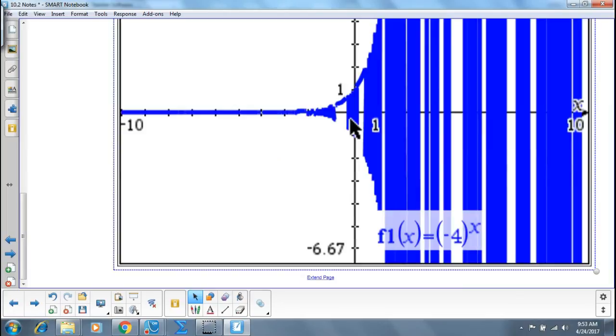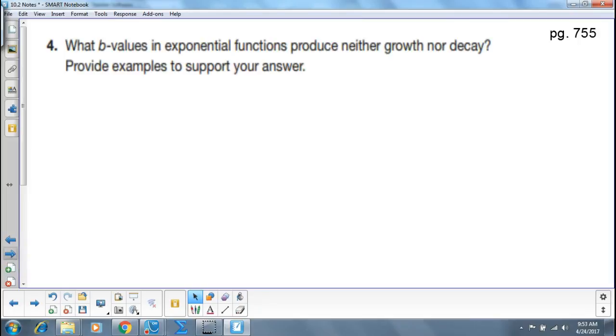And so that's not good. That's why we gotta be positive. Question number 4, the last question. What b values in exponential functions produce neither growth nor decay functions?